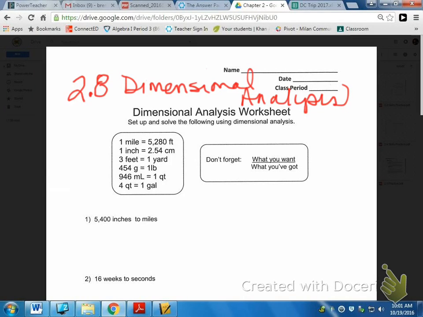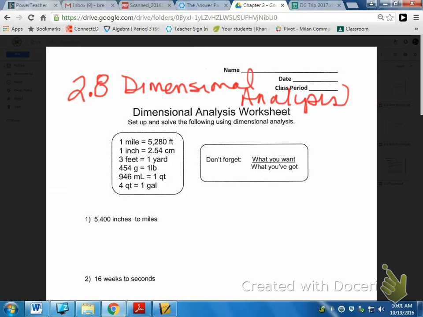This is Lesson 2.8, but it is the dimensional analysis part of Lesson 2.8. And we're going to use the worksheet that I found to show you how dimensional analysis problems are set up. It's always changing from a certain set of units to another set of units. Sometimes it's even a rate change from one rate to another. You will definitely use this a lot in chemistry in high school.